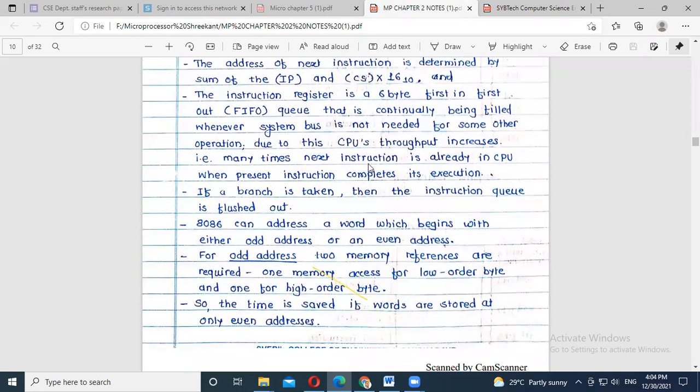The 8086 can address a word beginning at either an odd address or an even address, based on pipelining. If it is an odd address, two memory references are required: one memory access for the low order byte and the other for the higher order byte, L for low and H for high. Time is saved during operations by using these general purpose and special purpose registers if the words are stored at the given addresses.